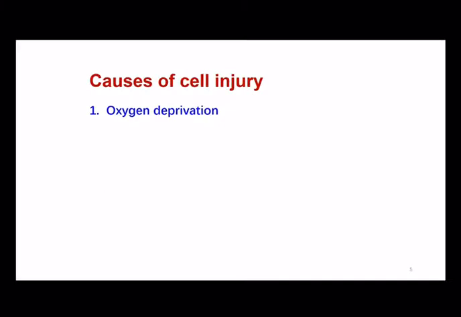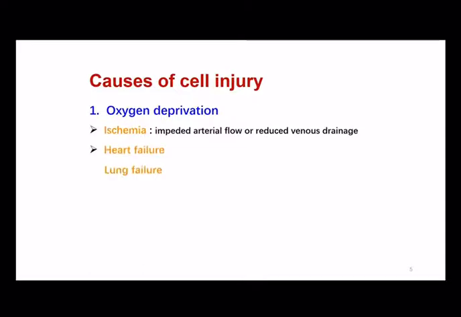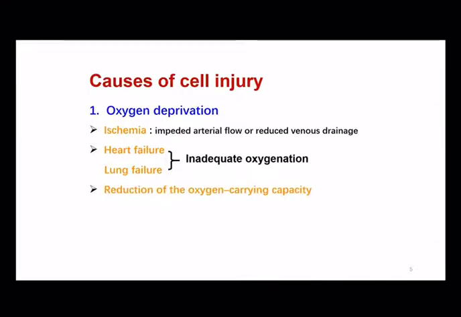Oxygen deprivation. It is a common cause of cell injury and death. The causes of oxygen deprivation include, first, ischemia, because the arterial flow is impeded or the venous drainage is reduced. The second point, heart or lung failure, which will cause inadequate oxygenation. The third, reduction of the oxygen carrying capacity because of blood loss, anemia, or carbon monoxide poisoning.